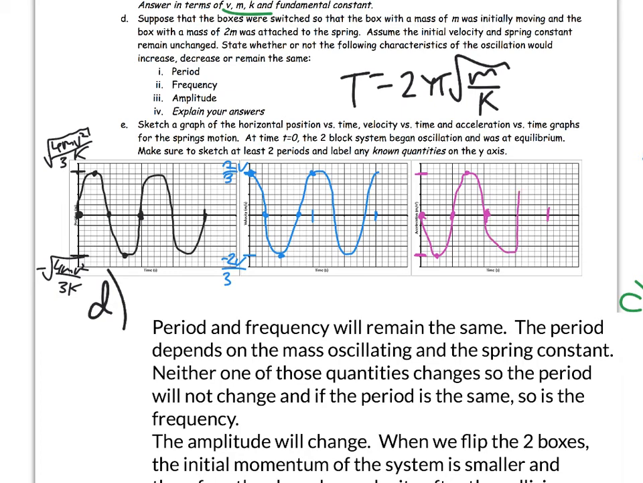The acceleration versus time graph always ends up being the flip of the position versus time graph. And if you are in calculus, you know that because when you take the derivative of sine twice, you get negative sine. All right, and so this is a sine curve here starting at 0.